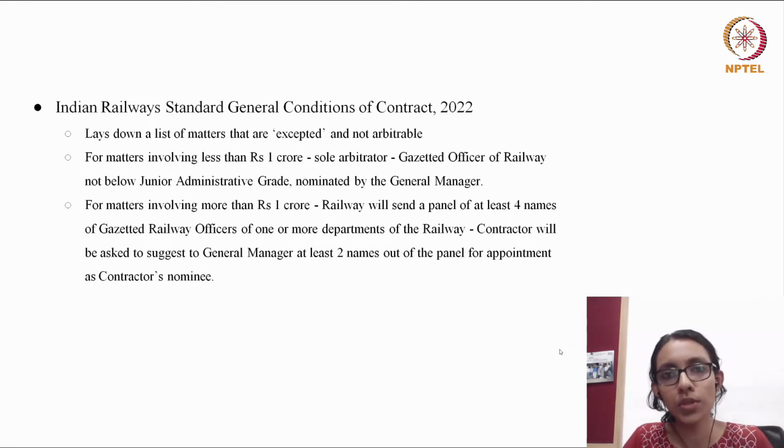This sole arbitrator would usually be a gazetted officer of the railway who is not below the rank of junior administrative grade. And if the matter in dispute involves more than rupees 1 crore, then the railway will send a panel of 4 names of gazetted railway officers. And out of these 4 names, the contractor can nominate 2 names, and out of these 2 people, 1 person would be chosen as the arbitrator representing the contractor. The remaining members of the panel will be appointed by the general manager, who will also be government employees.